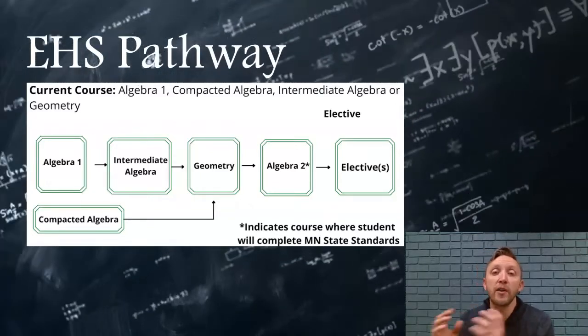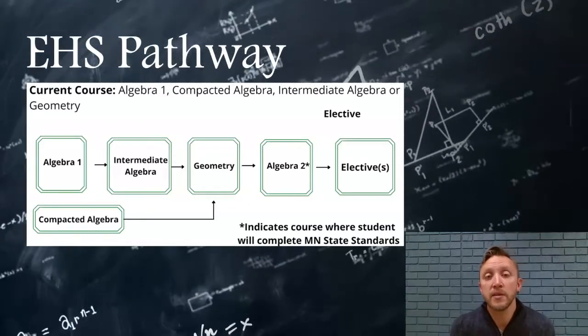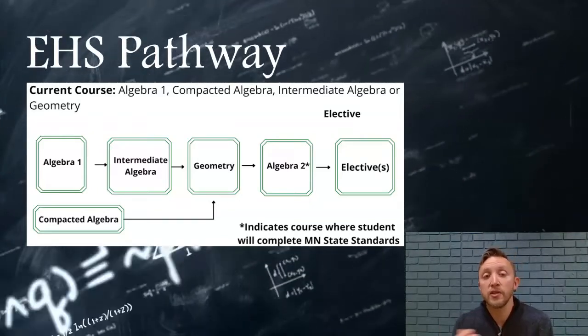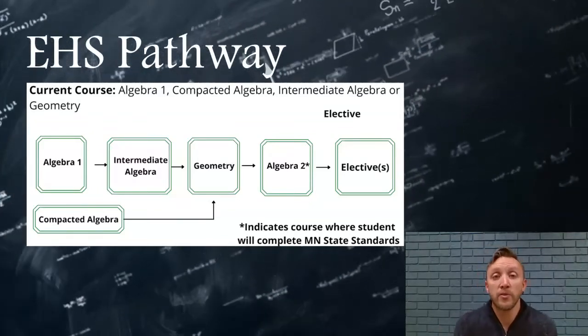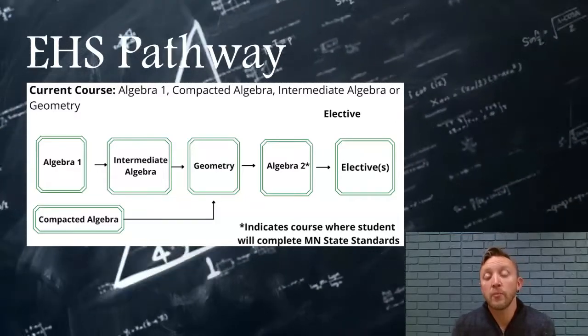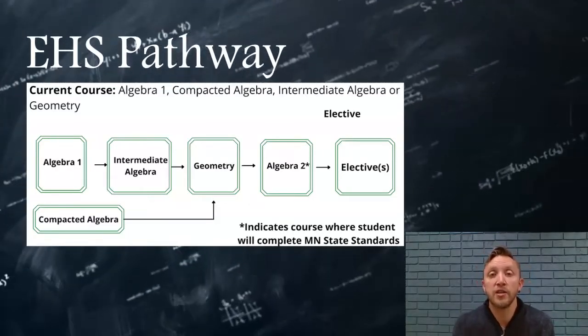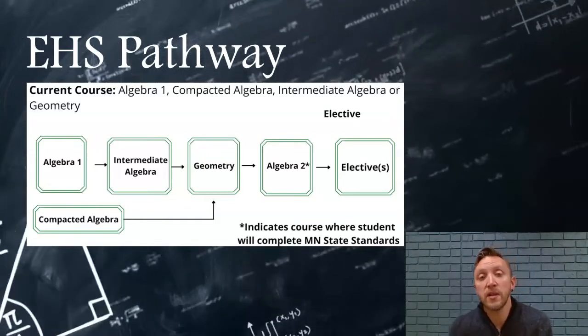Make sure that you follow this list of classes, because the last thing we want is for a student to register for a class where maybe a prerequisite hasn't been met. A prerequisite for Algebra 2 is that the student has completed geometry. We don't want to change the sequence of these classes.